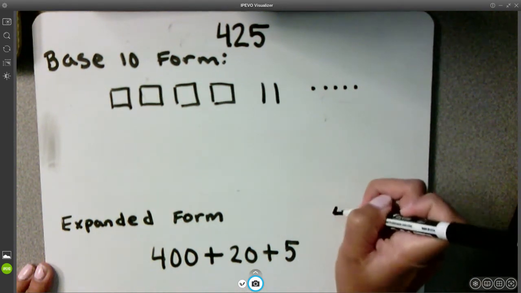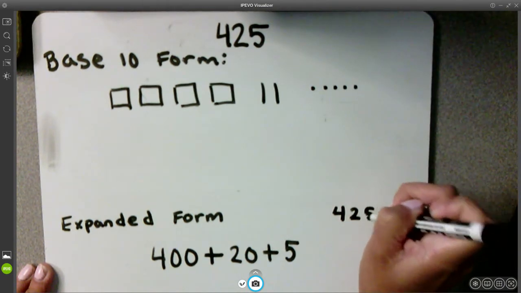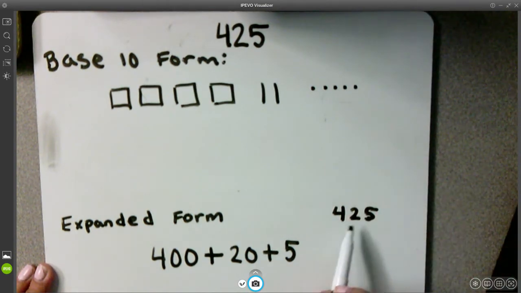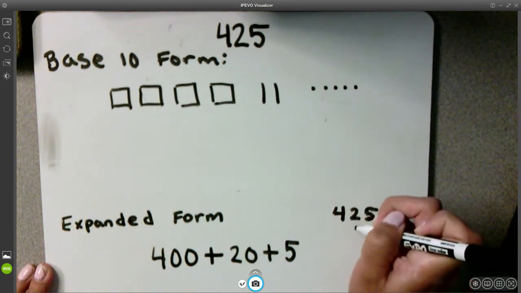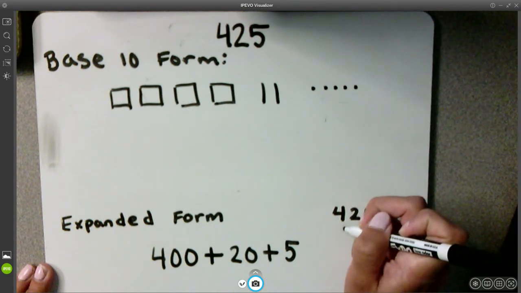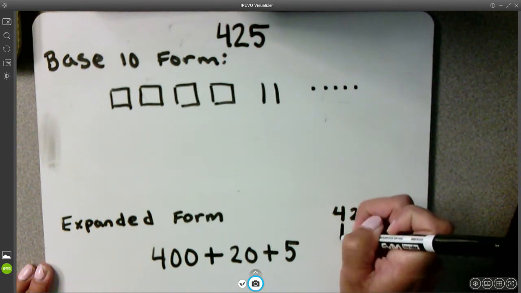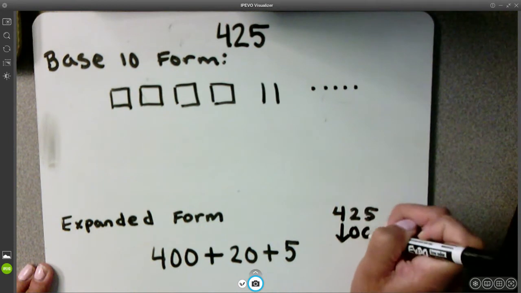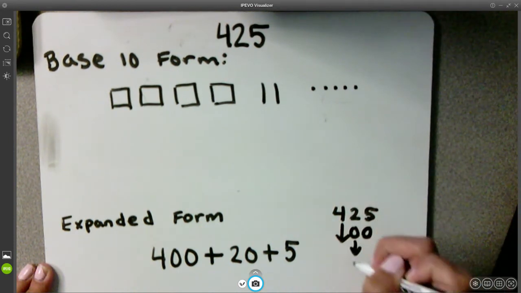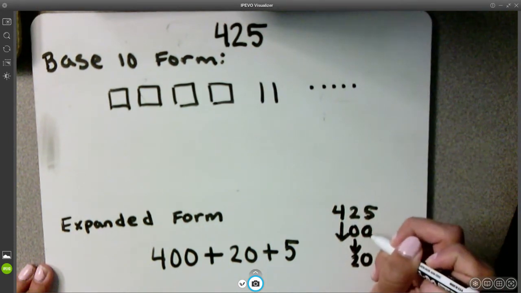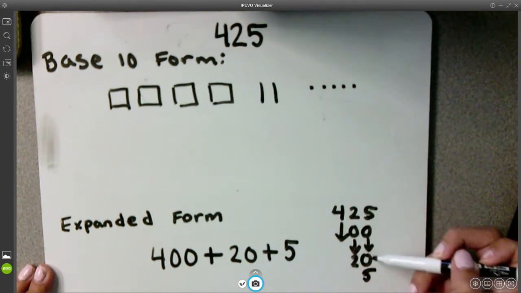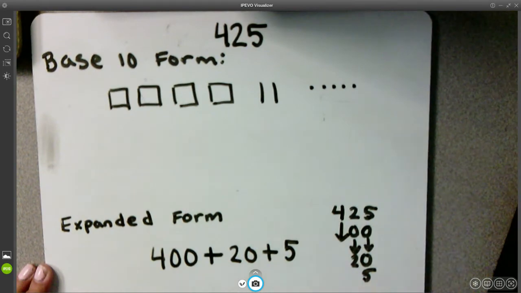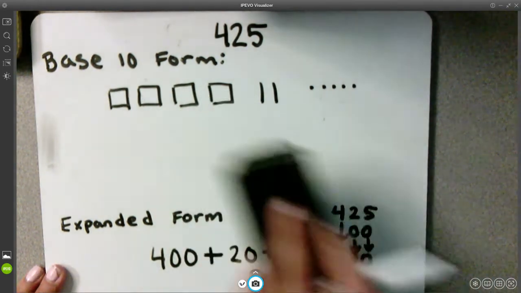Now you may already notice that if I pull the 4 down, I have 400. And then I have 20. And then I have 5. 420 and 5. If that way confuses you, just forget I said that and keep going the way that I showed you before.